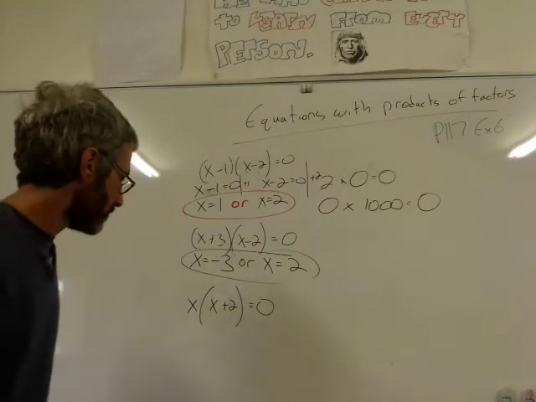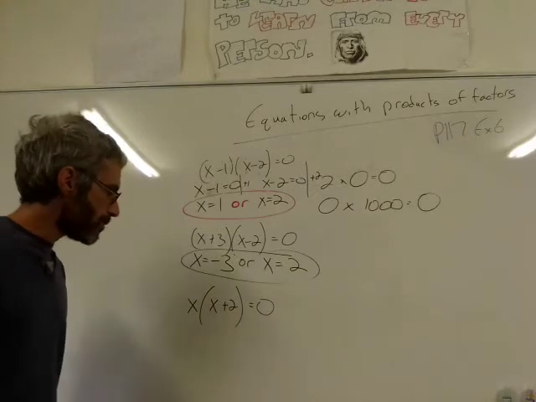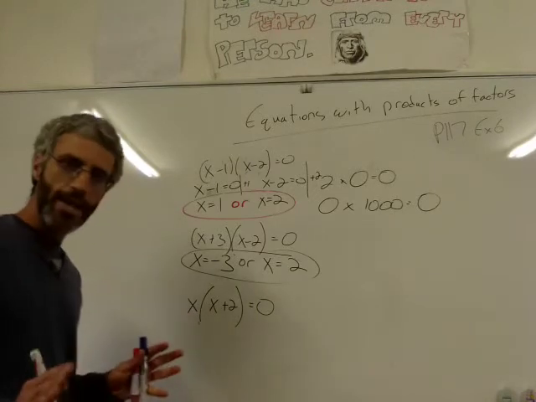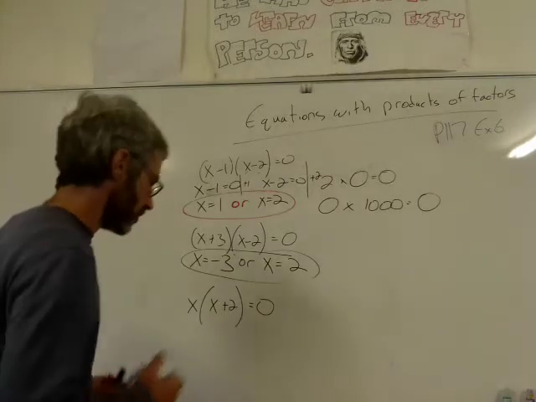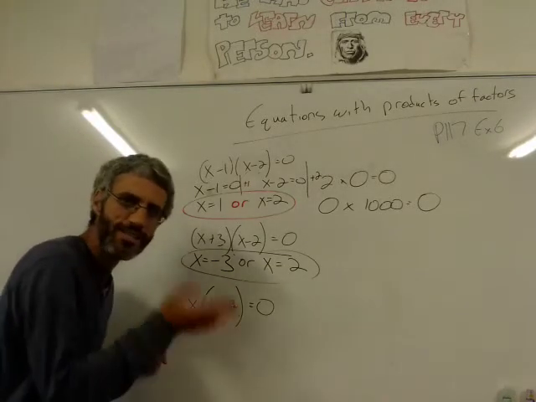Okay, one more example. x times (x plus 2). Here, maybe a little bit more difficult. Again, I've got two terms. One of them has brackets, the other one doesn't. But actually, it's easier.